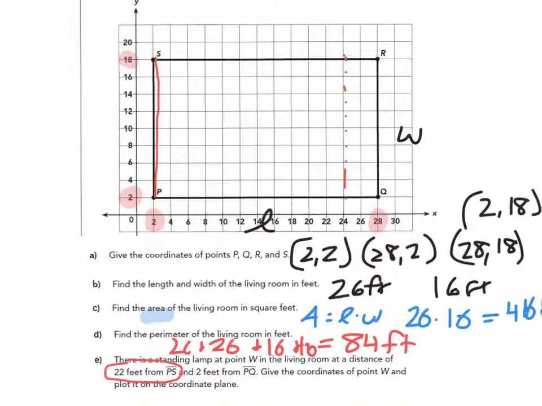Then I'm going to look at the rest of what they tell me. They say that it's 2 feet away from PQ. Well, if this is PQ and I'm looking for 2 feet away, I know that these are all 2, so this is just 2. So it's got to be somewhere on here. So I'm looking at this point right here as the only place that fulfills both of those things. And it looks like the point W is at point (24, 4).